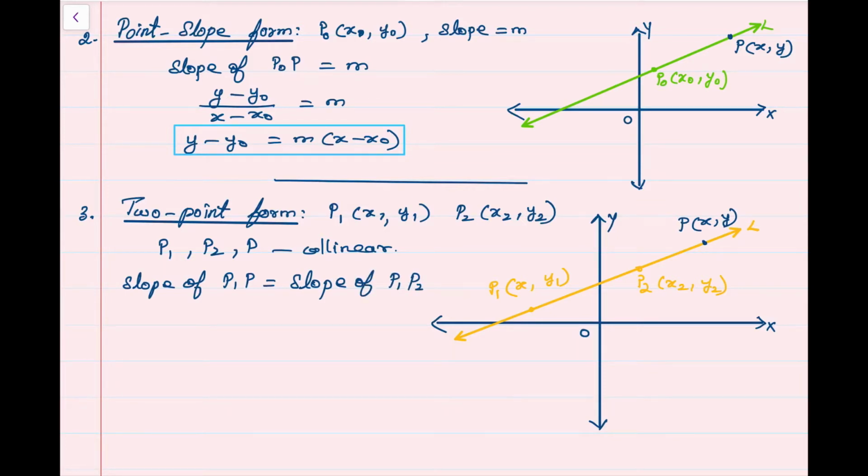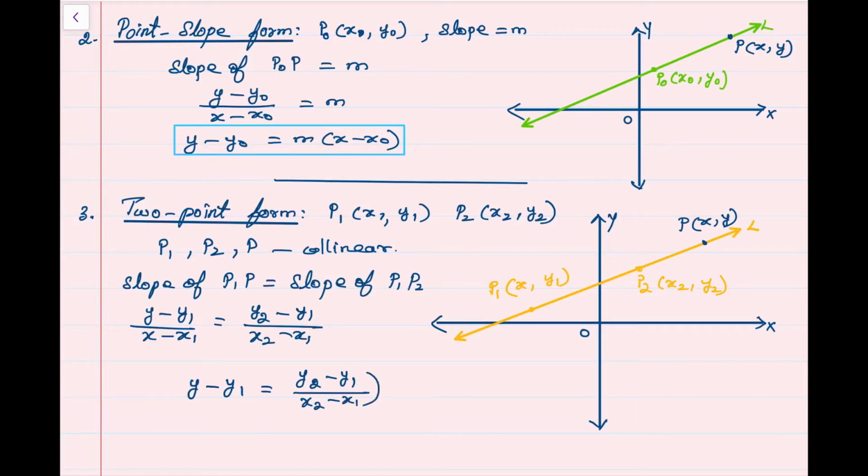So, the slope of P1P is y minus y1 divided by x minus x1, and the slope of P1P2 is y2 minus y1 divided by x2 minus x1. We will cross multiply. Therefore, the equation of the straight line is y minus y1 is equal to y2 minus y1 divided by x2 minus x1 times x minus x1, where this bracket gives the slope of the line.